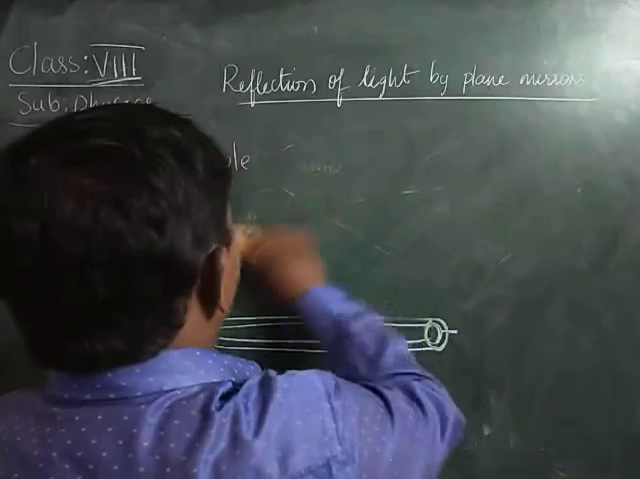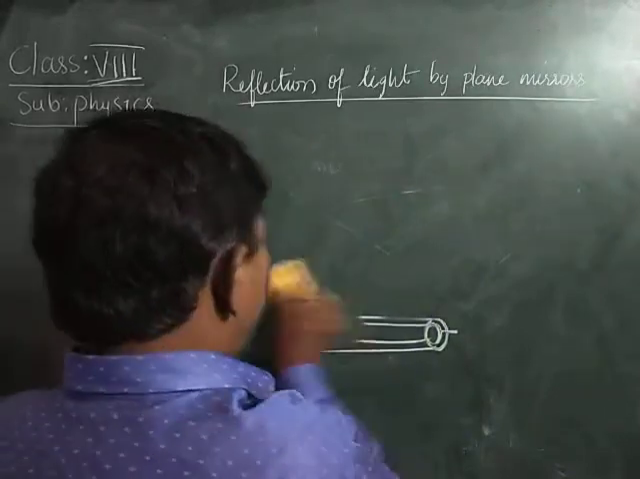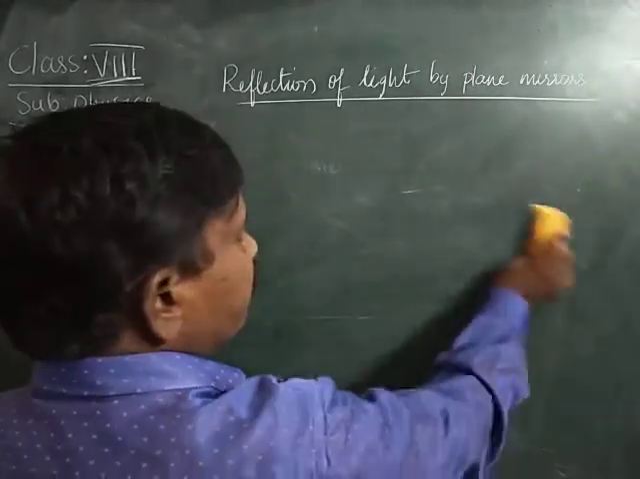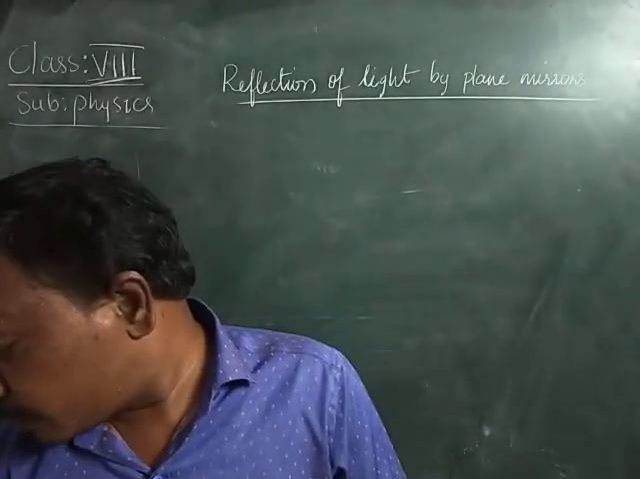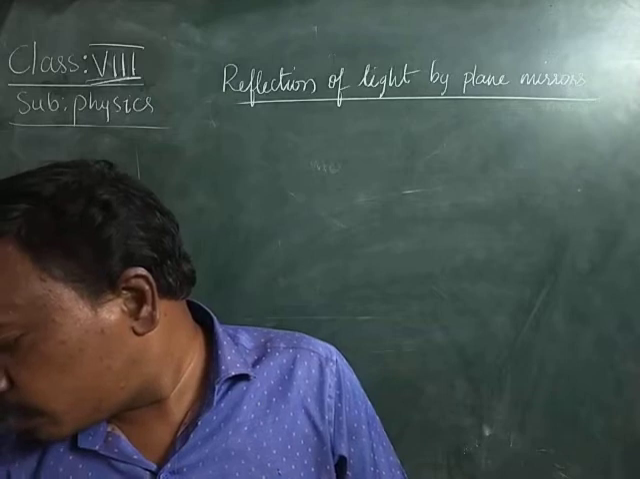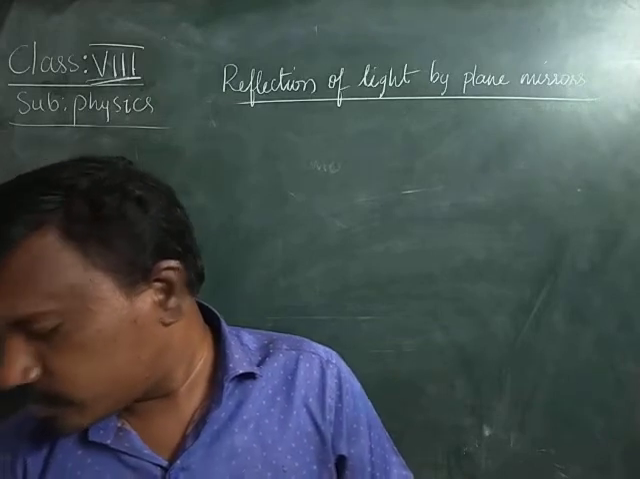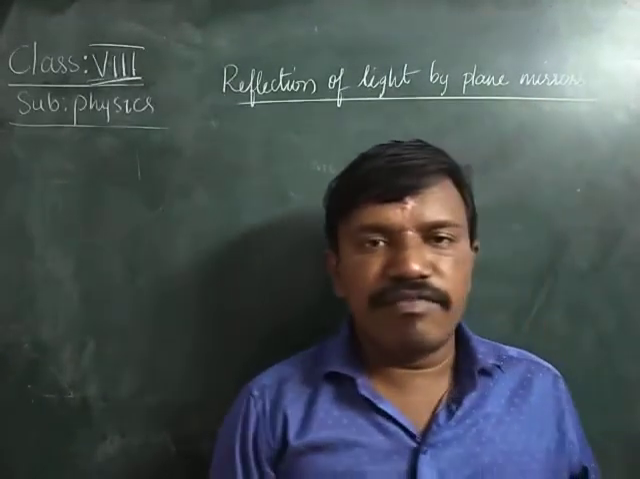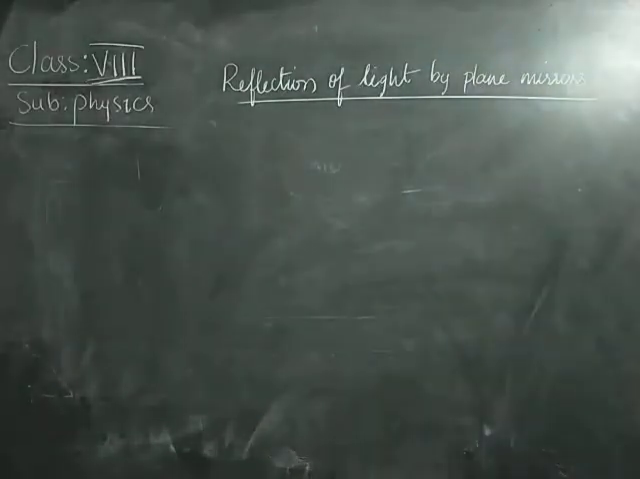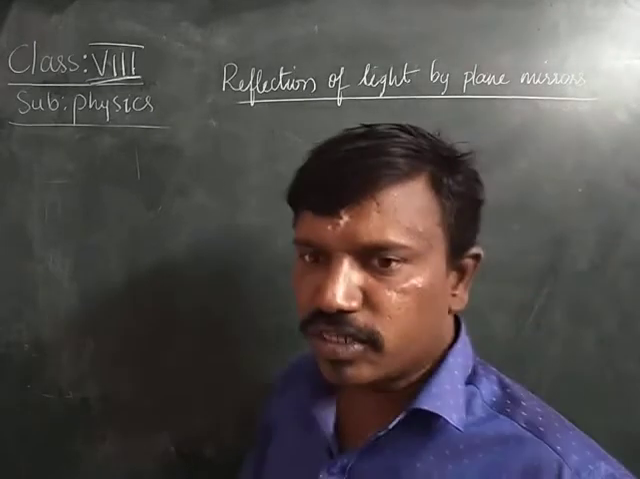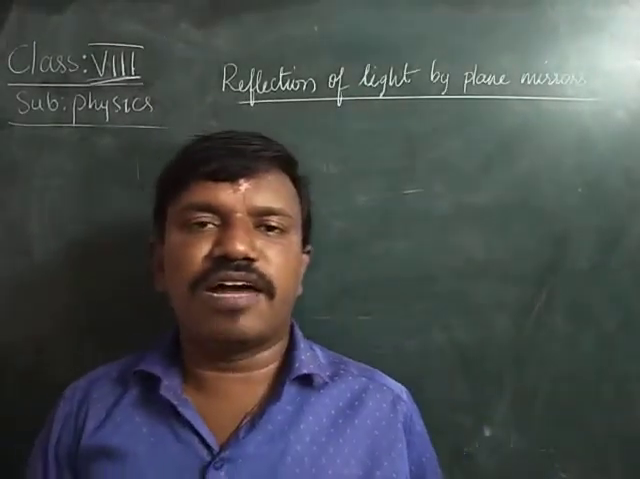Okay, and in the same way, in the last class we learned about the Fermat principle. What do you mean by this Fermat principle? Fermat principle says that light always chooses the least distance to travel, or light always chooses the shortest path to travel.